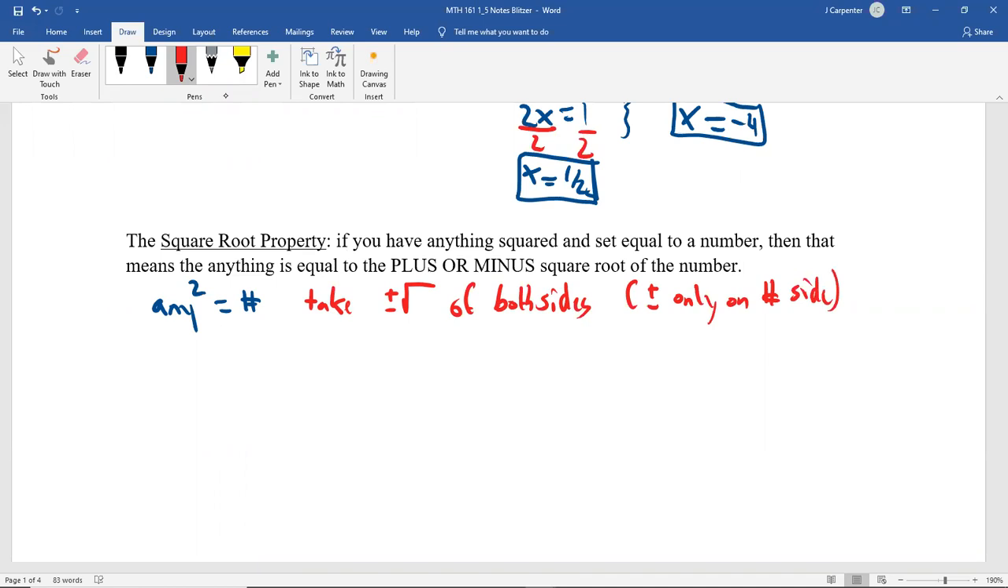We're essentially taking the square root, but there's a problem, and this is going to be explained in the first example as we try and do it without the square root property. So you take the plus or minus square root, but you only put the square root on the left side, you put a plus or minus square root on the side with the number. Here's why. Square roots and squares cancel.